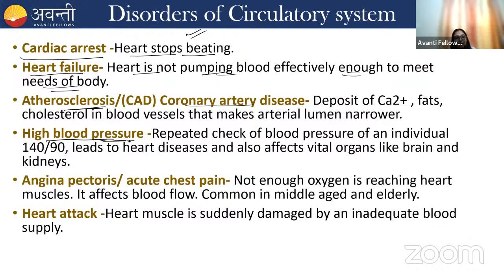High blood pressure. Blood pressure is the pressure which is exerted by the blood on the walls of the arteries. Remember, this is what we call pressure. If a person has a systolic and diastolic pressure of 140 and 90, that person has high blood pressure, hypertension. And high blood pressure affects vital organs like the brain and kidney.